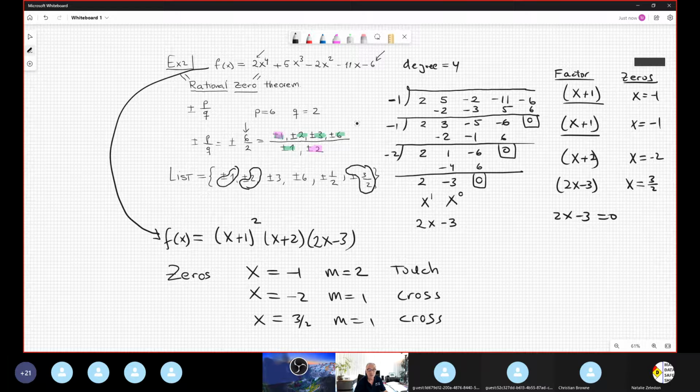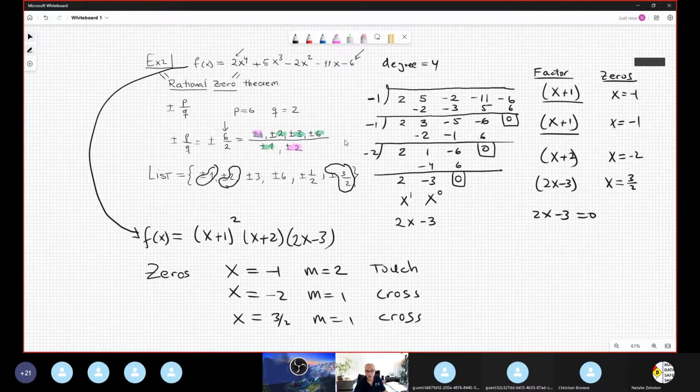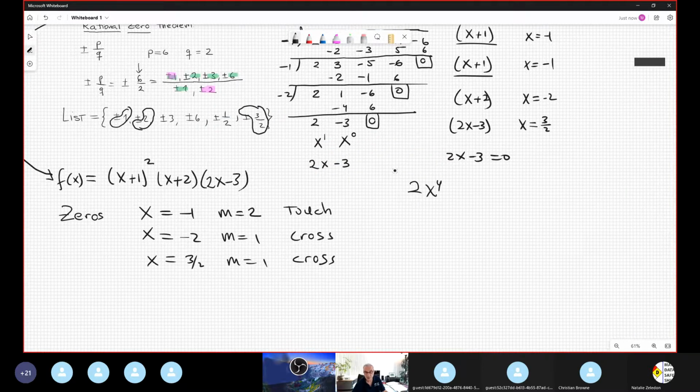And by the way, to have a rough idea of how the end behavior of this polynomial looks, the end behavior expression is this part, 2x to the 4th power. The coefficient is positive, the exponent is even, therefore the end behavior looks like that. So it's like right up and left up.